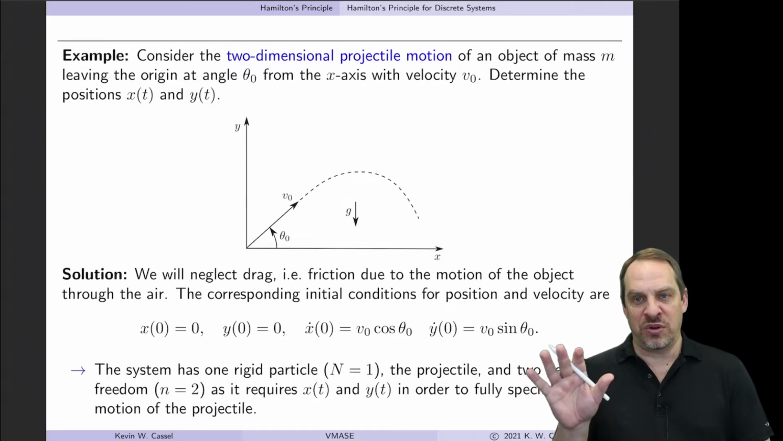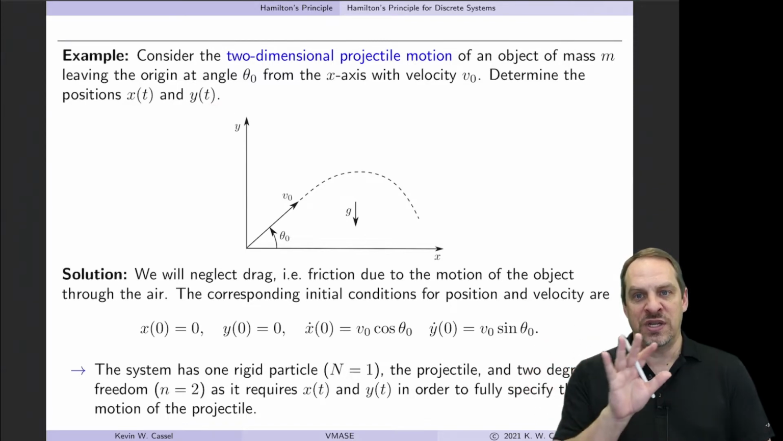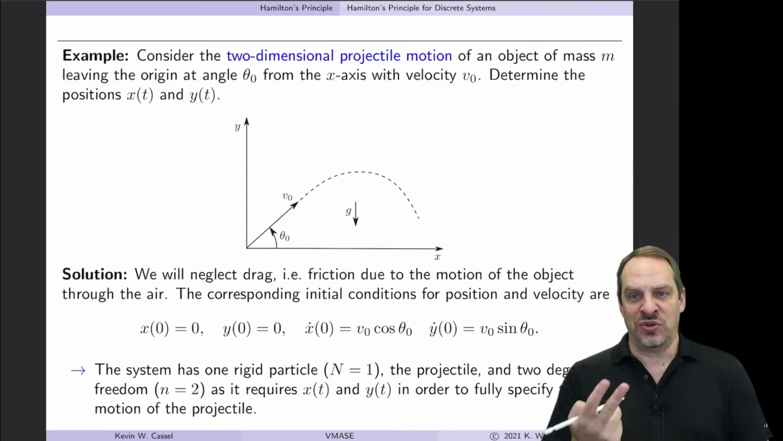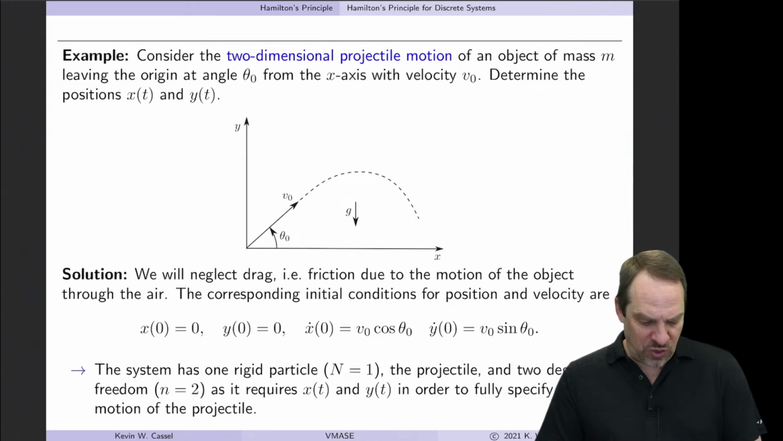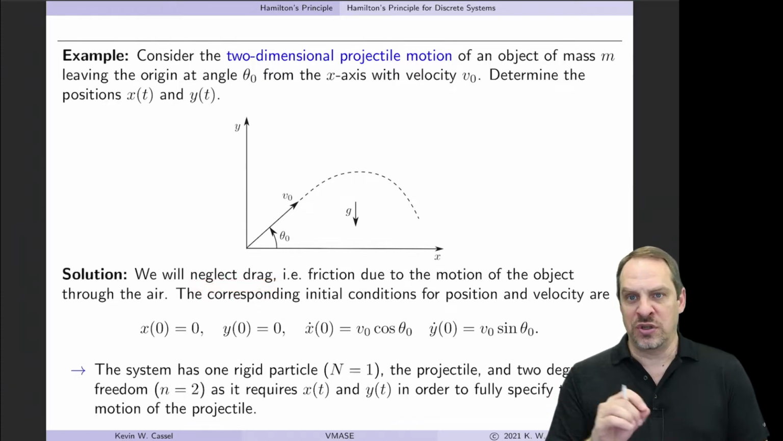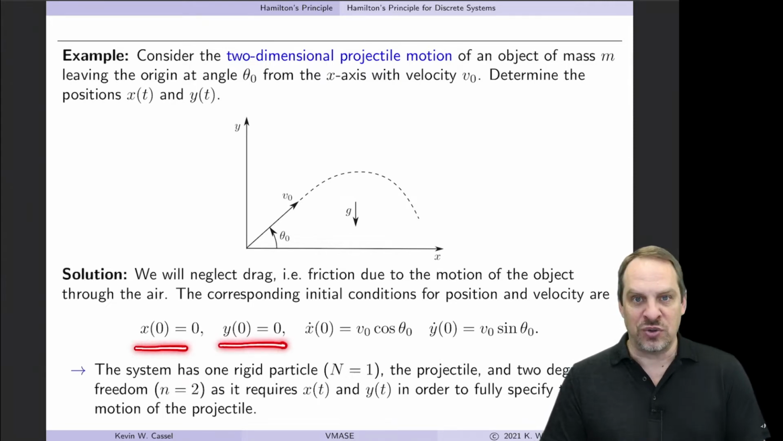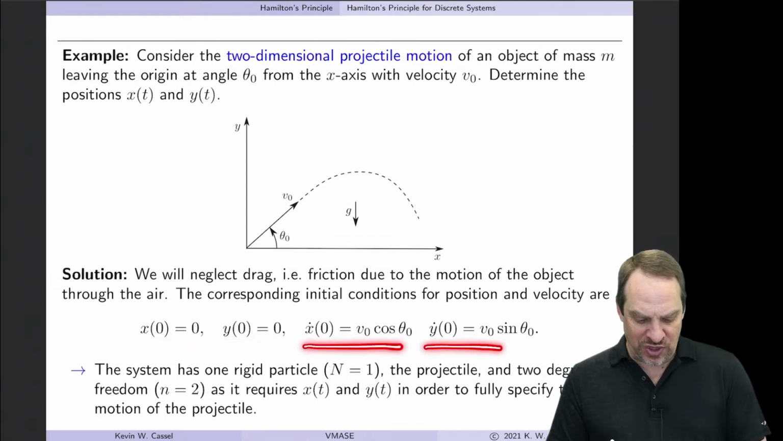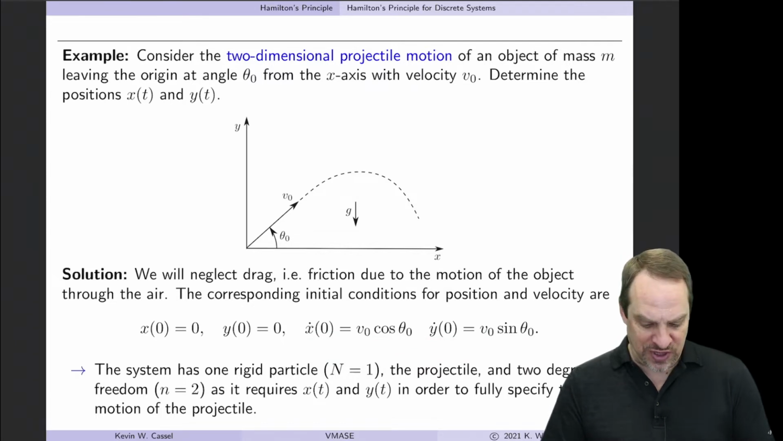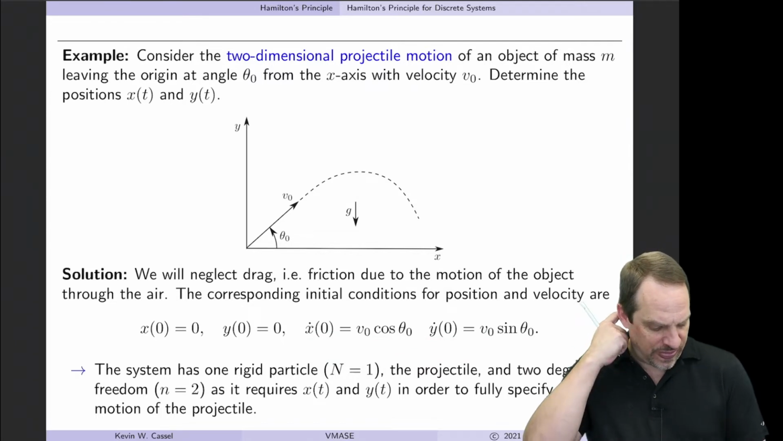So the dependent variable r of t is now going to be x of t and y of t. We have 2 dependent variables. It's a 2-degree of freedom system. We're going to keep things simple. For now, we'll neglect drag, so there's no friction, no non-conservative forces. So we have our initial conditions. x and y are at the origin at t equal to 0, and the velocities in the x and y direction are given by v0 cosine theta 0 and v0 sine theta 0.